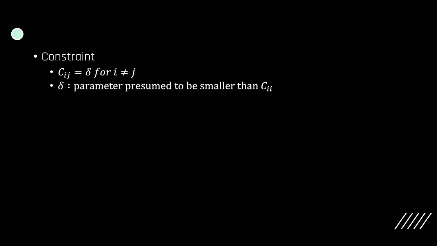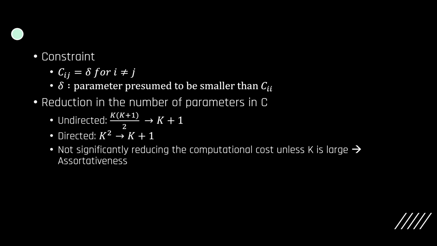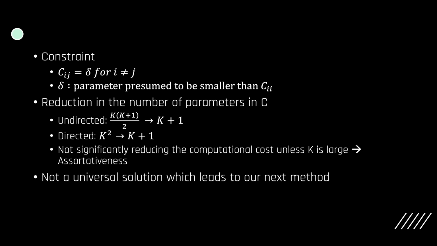The first method that I'll introduce for community detection is the assortative SBM. One way of achieving community detection is to modify the SBMs to align with this goal. In the assortative or affinity SBM, a constraint is imposed that Cij will be expressed as delta when i and j are different components, where delta is a parameter presumed to be smaller than Cii. While reducing the number of parameters in C, from k times (k plus 1) divided by 2 in the case of undirected graphs, or k squared in the case of directed ones, to k plus 1, this may not significantly reduce the computational cost unless k is large. This implies assortativeness. However, it should be noted that incorporating assortativeness in SBMs is not a universal solution.